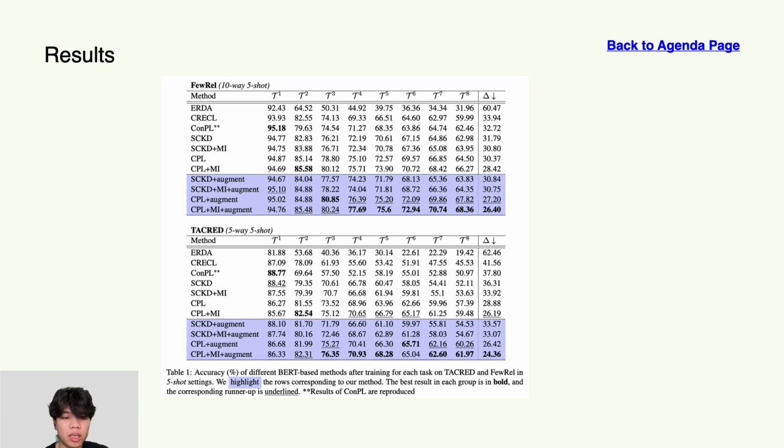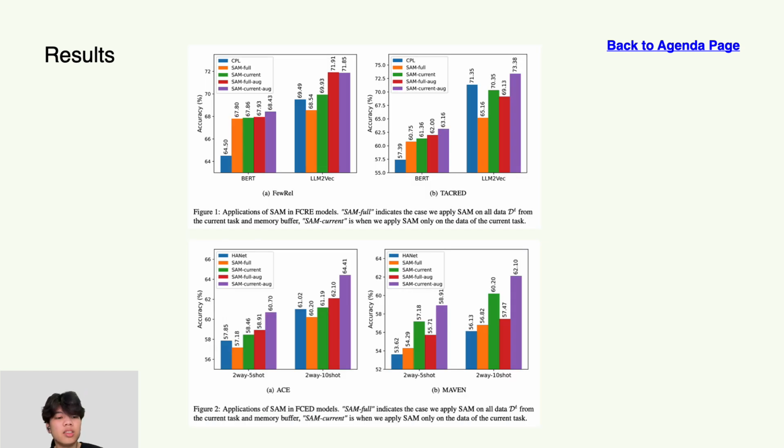show the accuracy after training on each task from T1 through to T8 for different methods on the FCRE and TACRED datasets. The highlighted rows represent our method, and you can see the significant improvements in both final accuracy and forgetting rate. For example, on TACRED, our best method reaches 61.97% accuracy after the final task, outperforming the baseline by 2.49%.